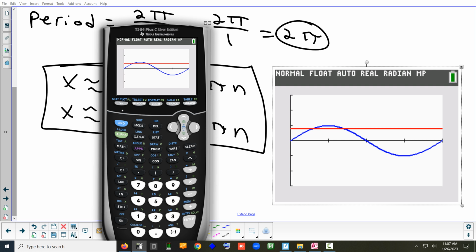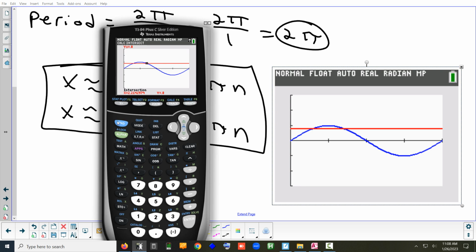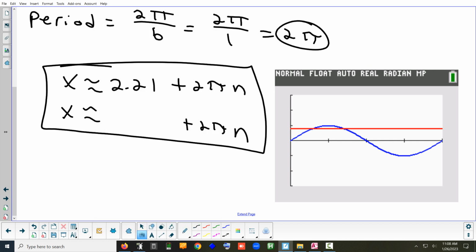Okay. But I'm not going to find the maximum. I'm just going to do an intersect. So I get 2.21. Second calc intersect. This time you do need to move your cursor to the left of the maximum. And you get 0.93. If they don't say where to round, I would say 2 decimal places is usually pretty good. Any questions on that one?